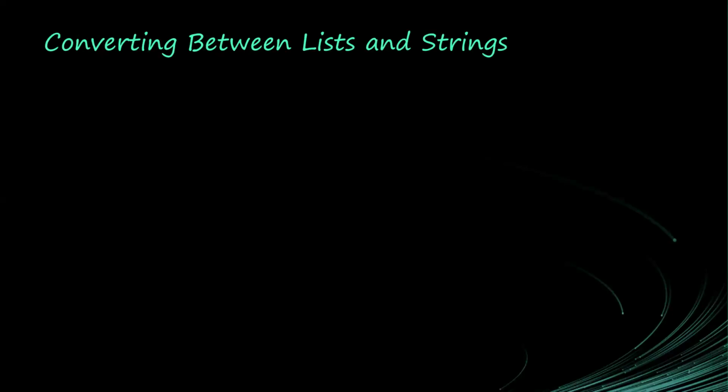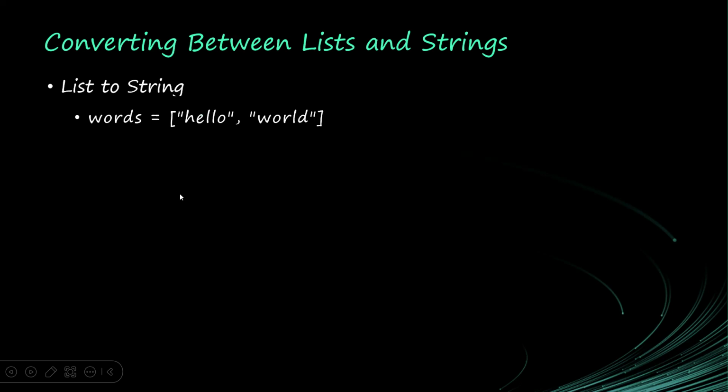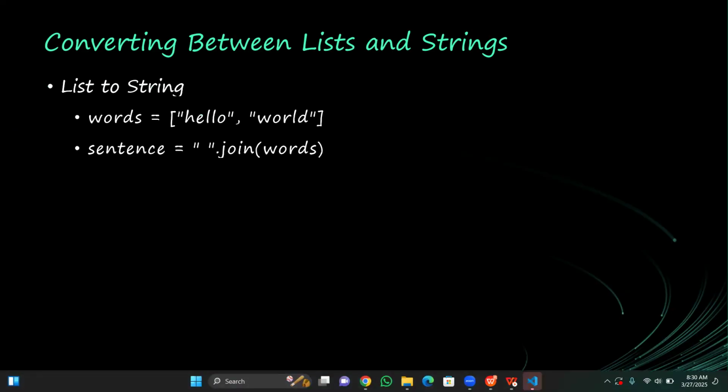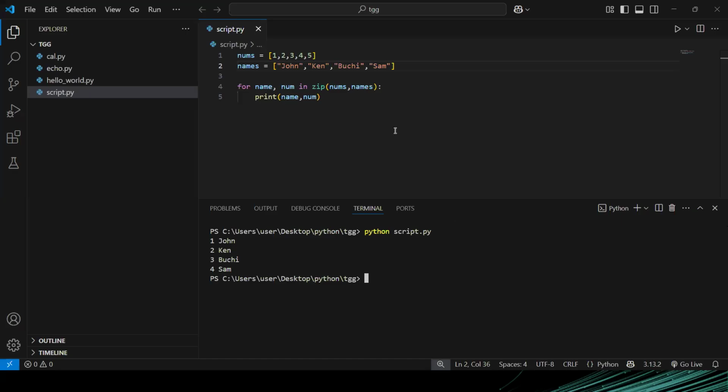So how do you convert between lists and strings? This is very, very, very important. You will be using this a lot, lists and strings. So how do you work with them? Let's say I have a list and I want to convert it to a string. How do I do it? Okay, so this is how you do it. Let me just show you. It will be best explained in code.